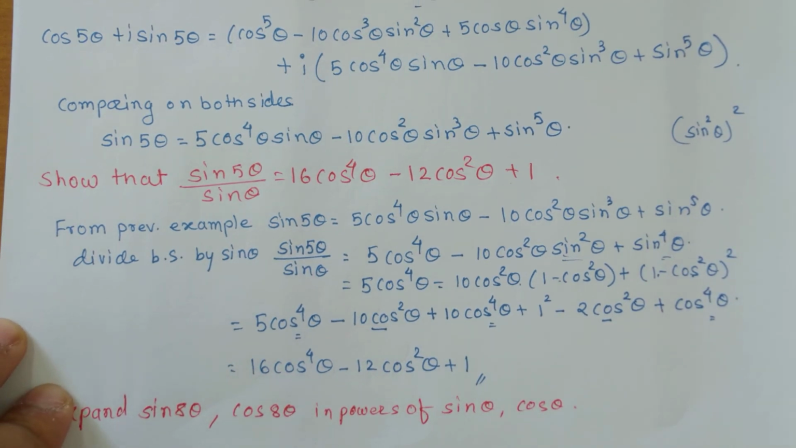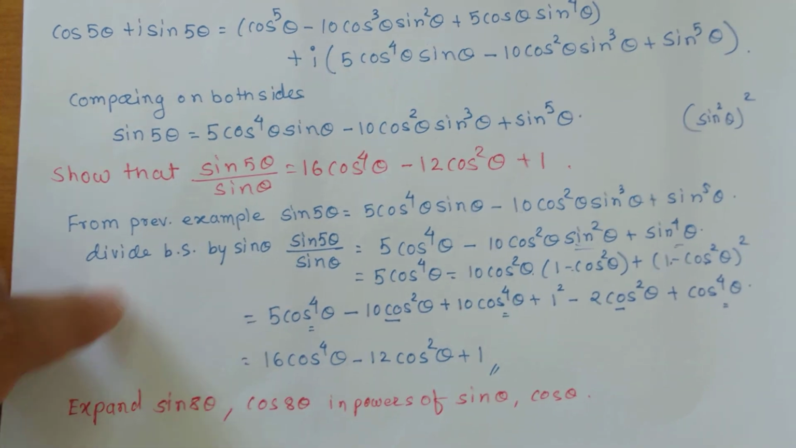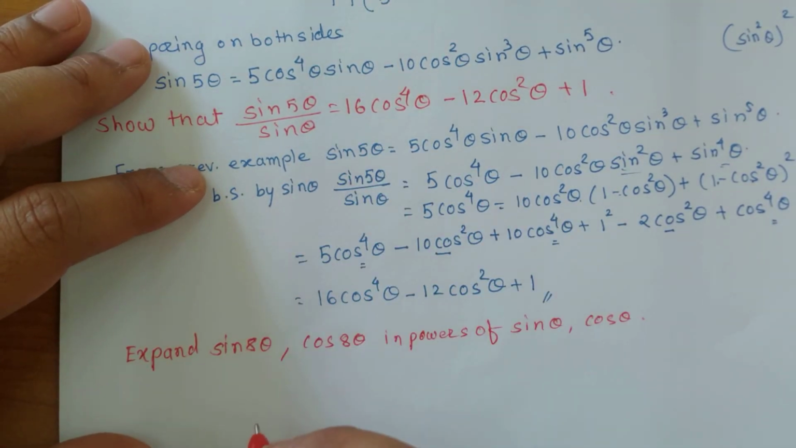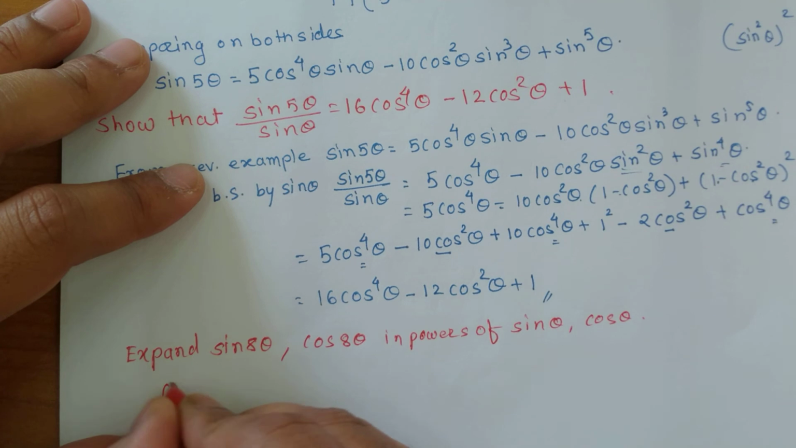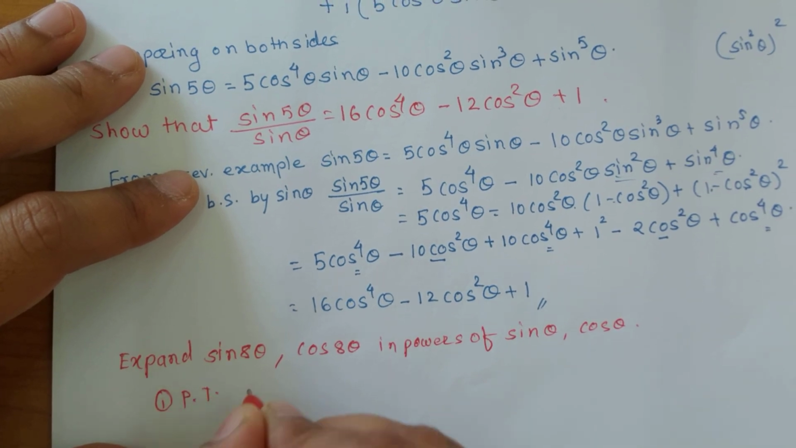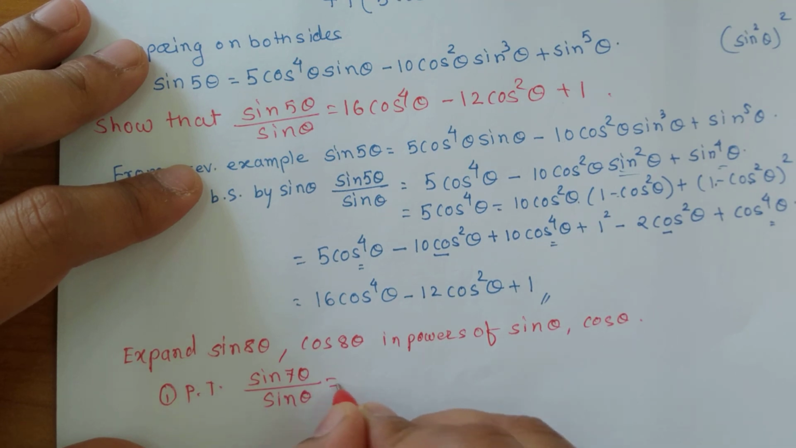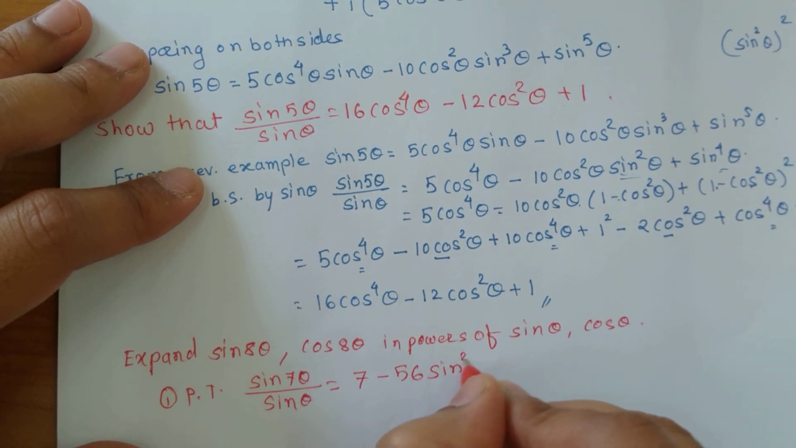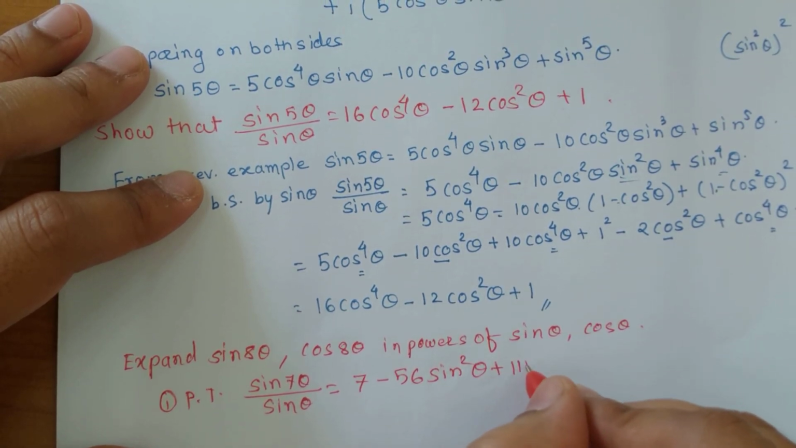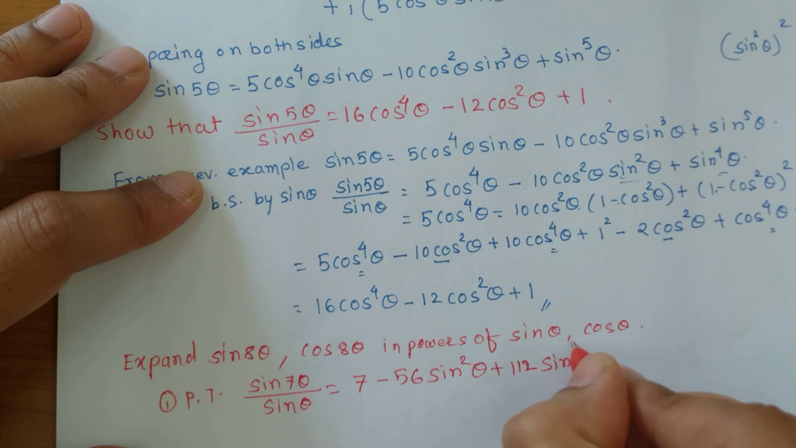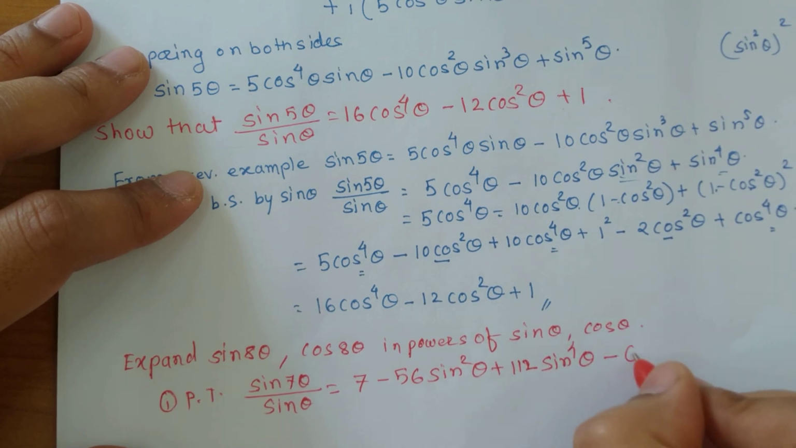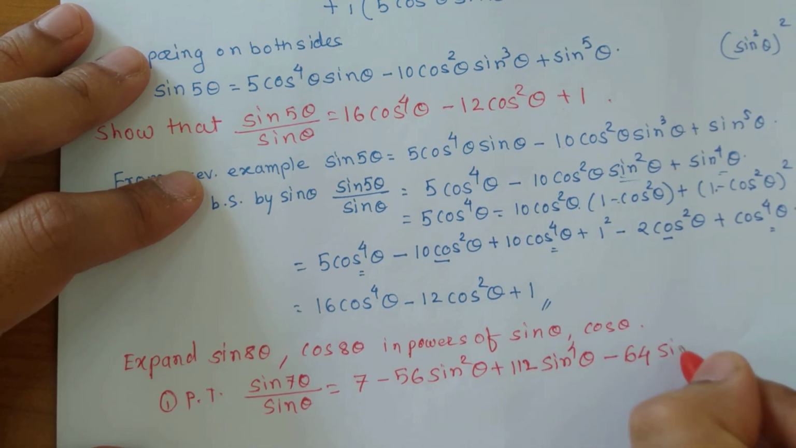Yeah, and looking at one more problem of similar kind, prove that sin 7 theta upon sin theta gives us 7 minus 56 sin square theta plus 112 sin raised to 4 theta minus 64 sin raised to 6 theta.